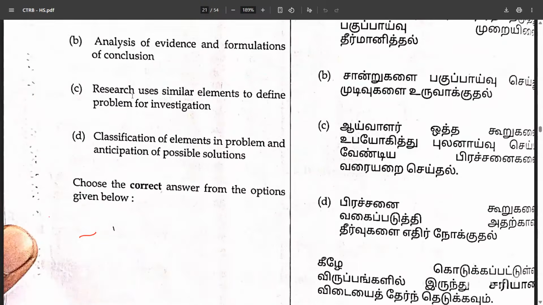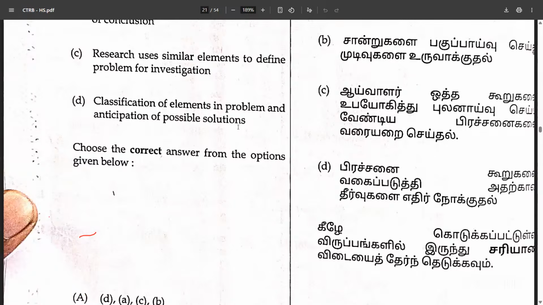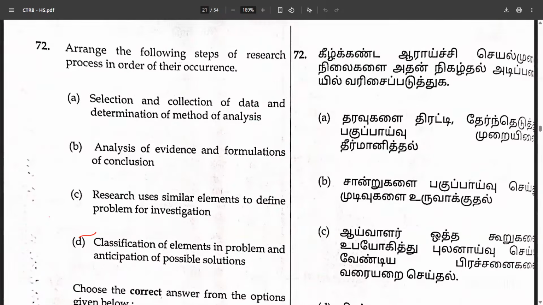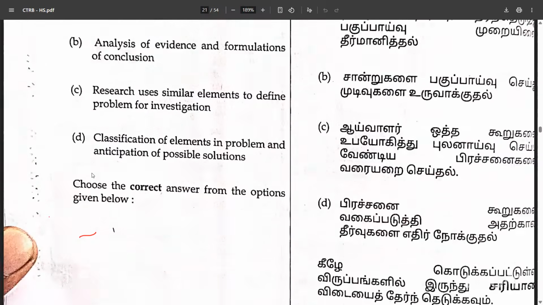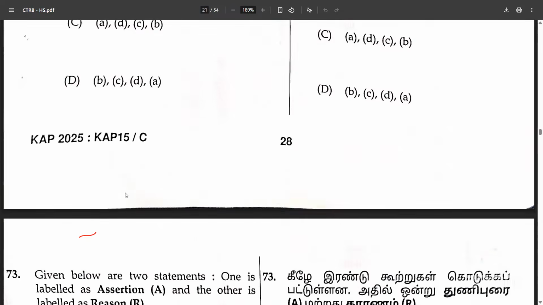So C, research uses similar elements to define the problem for investigation. Then there will be classification of elements in the problem and anticipation of possible solutions. Then selection and collection of data and determining the method of analysis. And at the end, we'll be analyzing the evidence and formulating a conclusion, concluding the research.